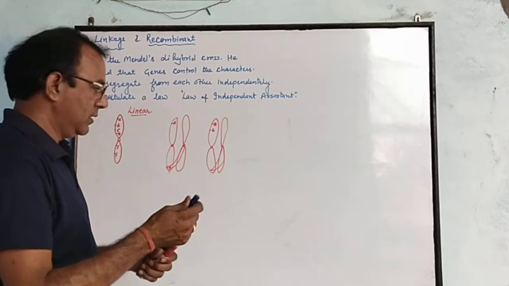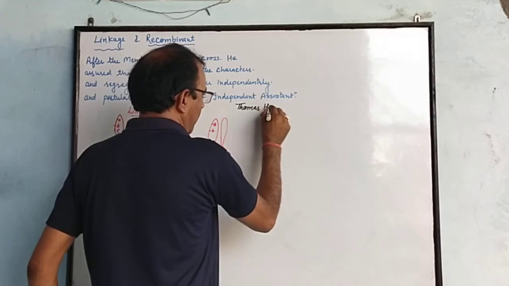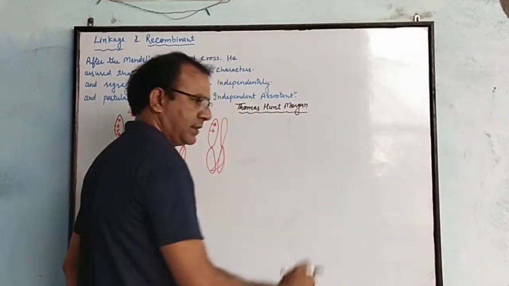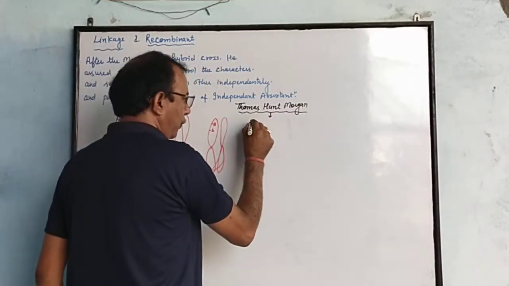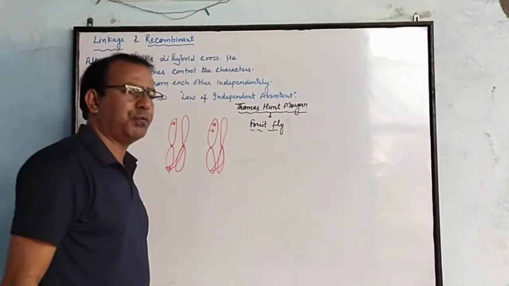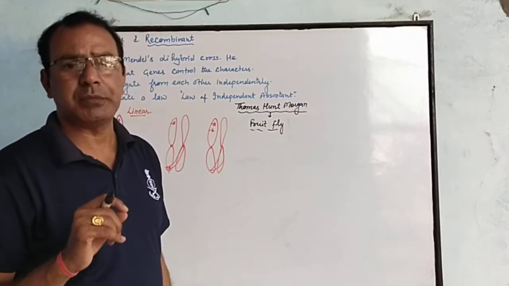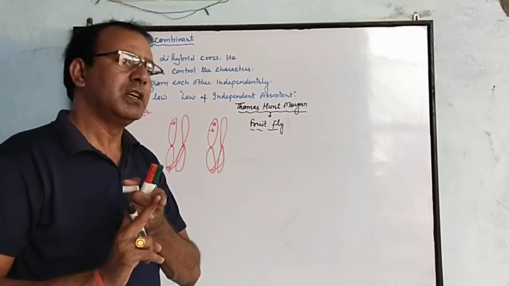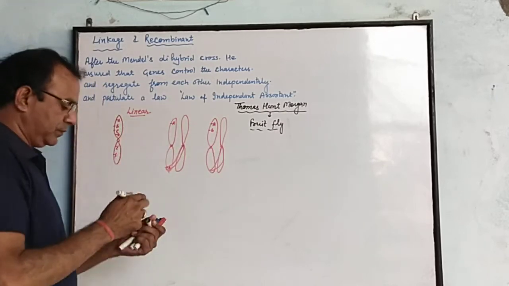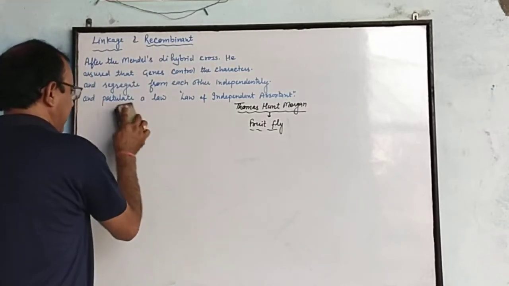Thomas Hunt Morgan experimented on Drosophila melanogaster, the fruit fly. He performed many experiments on the fruit fly. Then he saw that genes do not segregate from each other every time. It depends on the location of the gene on the chromosome. He showed with the help of experiments how genes segregate or do not segregate from each other.